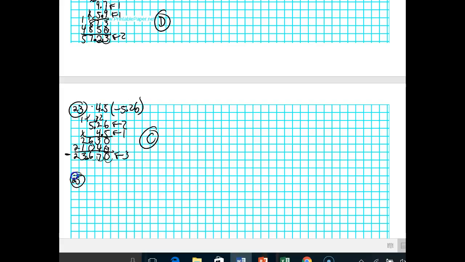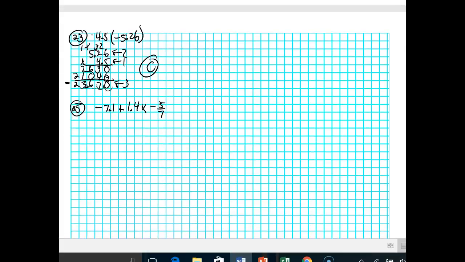Question 25. Last question, a little bit of order of operations. Negative 7.1 plus 1.4 times negative 5.7. So a little bit tricky here. I would say, all right, this 1.4, let's turn into 1 4/10 plus negative 7 1/10 times negative 5/7.